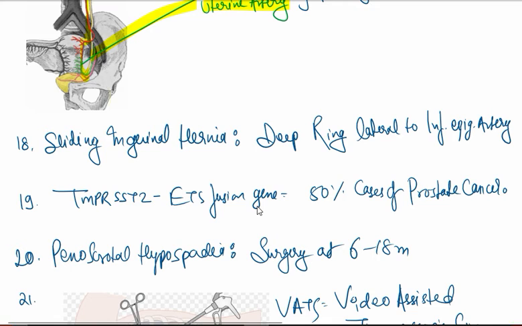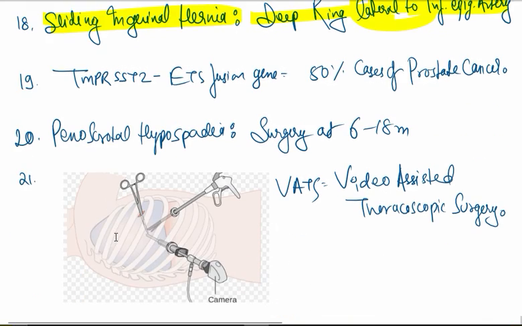What is a sliding inguinal hernia? Where is the position? It is at the deep ring, lateral to the inferior epigastric artery. So a sliding inguinal hernia is placed in the deep ring lateral to the inferior epigastric artery.